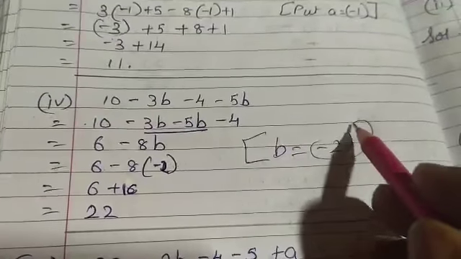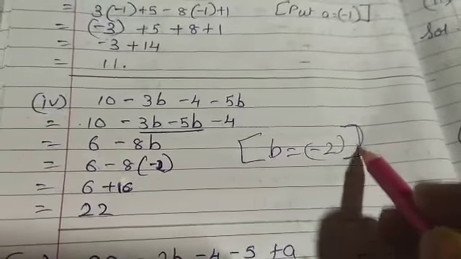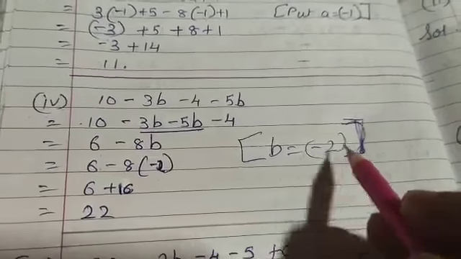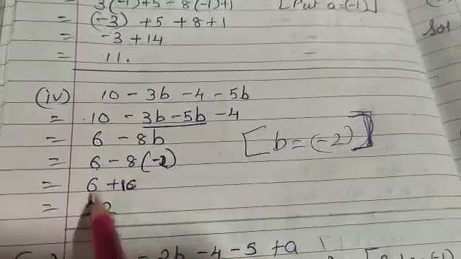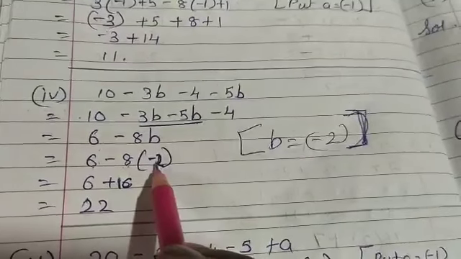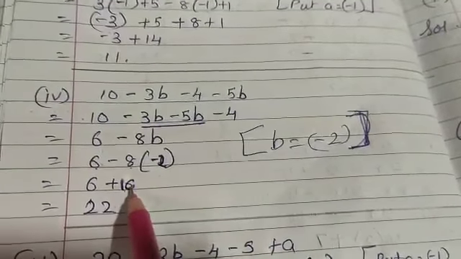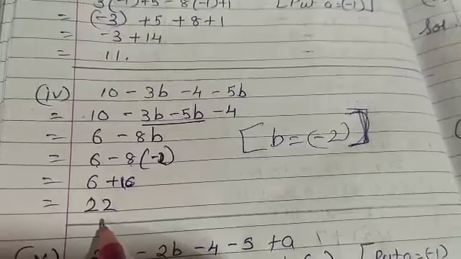We have to substitute the value of b with minus 2. So in place of b put minus 2. Write down this 6 as it is, minus 8 into minus 2 is positive 16. The 16 plus 6 is 22.